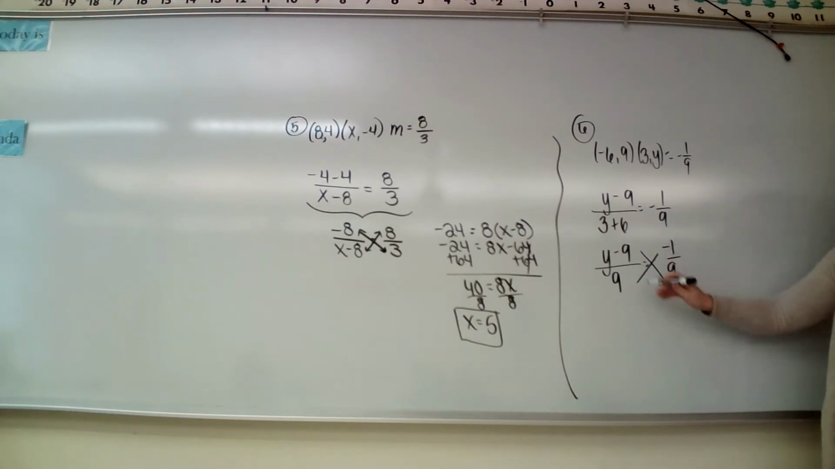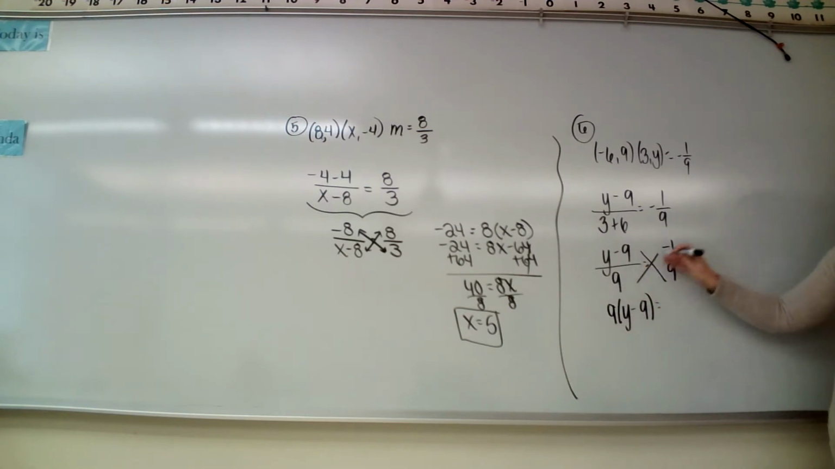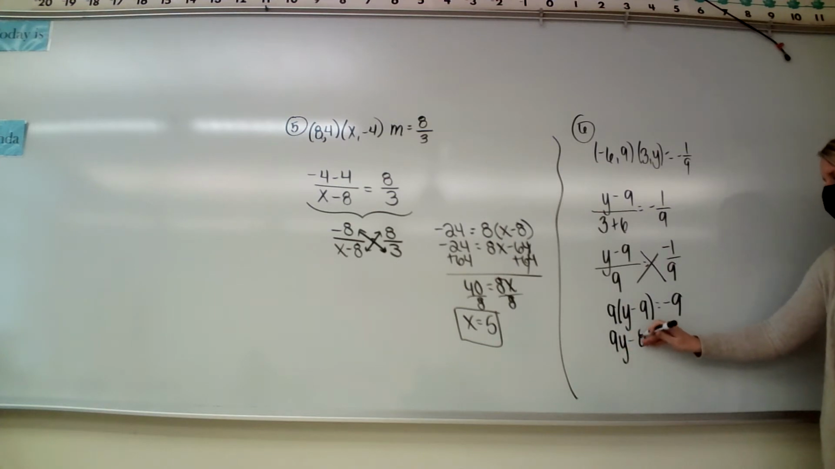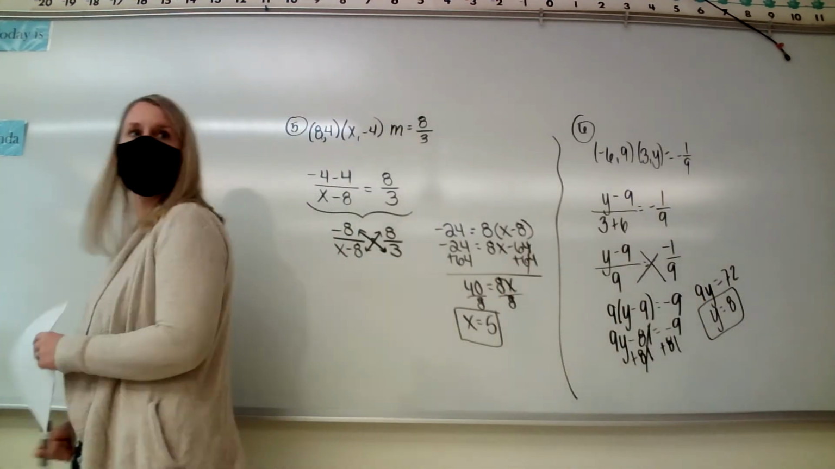So when I cross multiply this, I get 9 times y minus 9 equals negative 9. You could have done it with that one. Whatever works for you works for me. You just got to put it somewhere, and do not give it to both things. That's a big thing. Then we distribute. So 9y equals 72, and if I divide, y would equal 8. It's beautiful. Does that make sense?